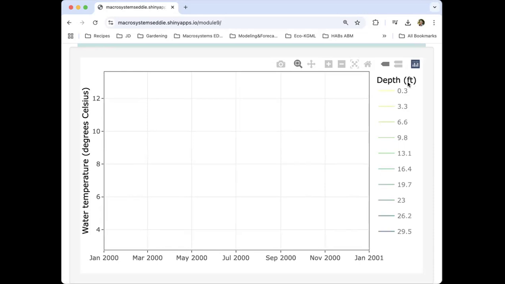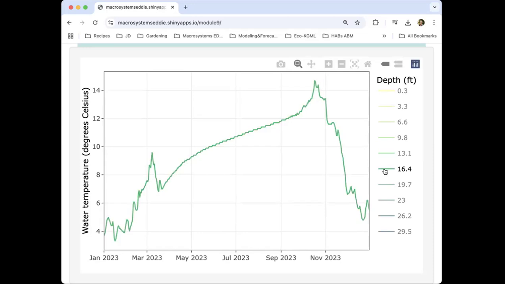Okay, so even without having any data on this graph at all, we already know some important information, which is that we're going to be looking at measurements of water temperature taken at different depths over time. Let's take a look at one of these water temperature lines. Okay, so now we see water temperature data from a depth of 16.4 feet in the reservoir from January of 2023 all the way through to, it looks about, the end of 2023. How do we read and interpret these data? Let's do that with a couple of practice questions.